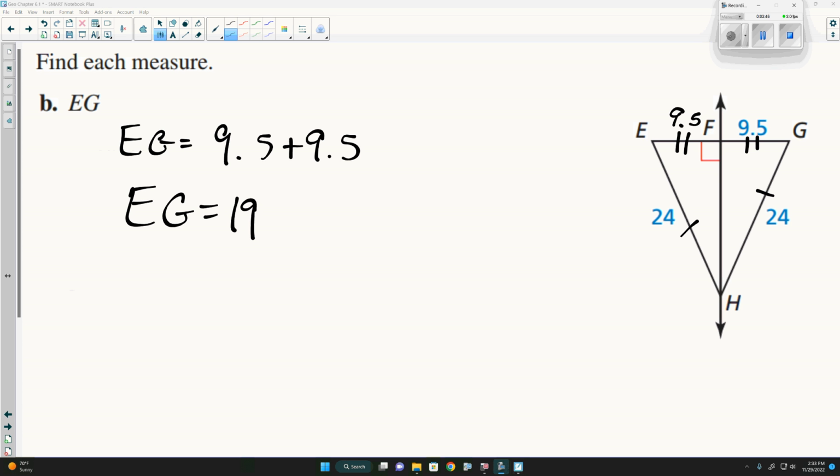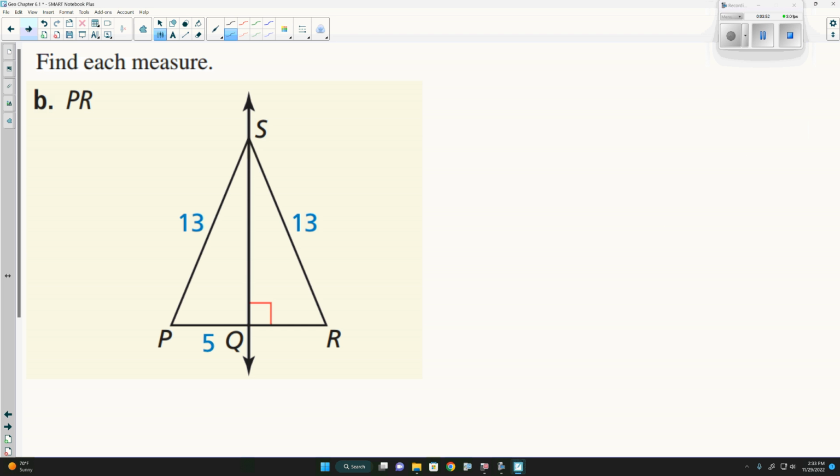Any questions on this here? Questions on anything we've done so far? So, we see that the two sides here are congruent. So both of those lengths would be 5, which means the whole length PR would be 10. Any questions on any of this here?